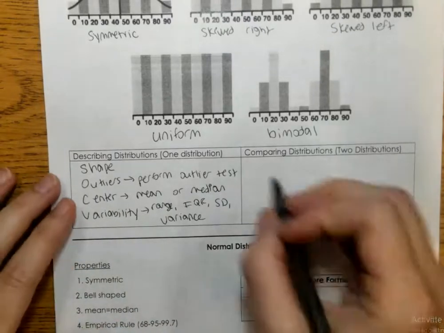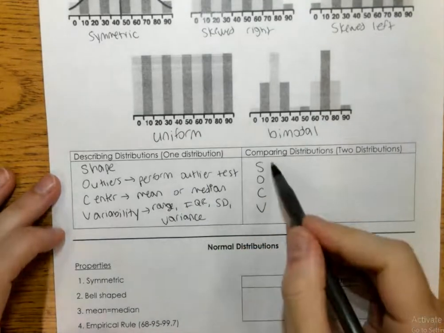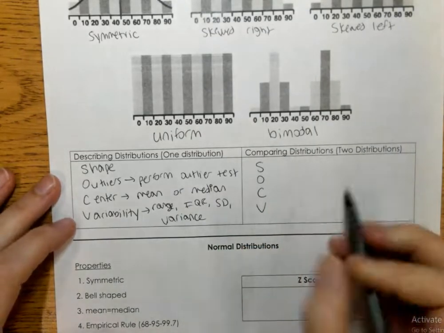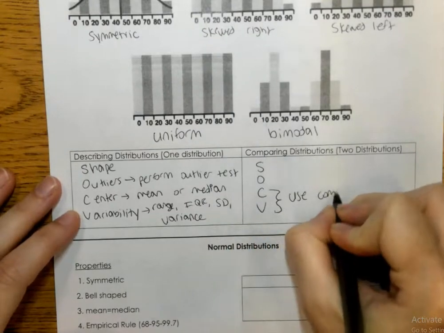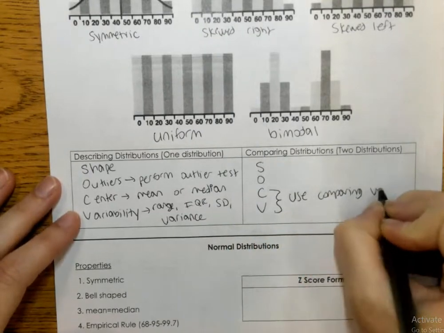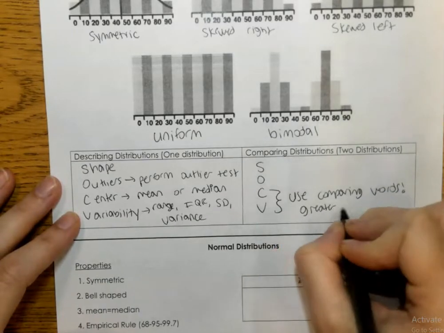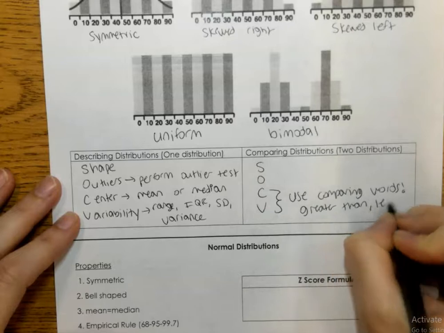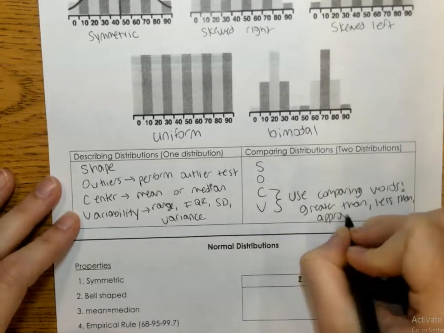When you're comparing two distributions, you need to mention the shape and the outliers for both the distributions. And then for the center and the variability, you need to use comparing words. Like greater than, less than, or approximately equal to.